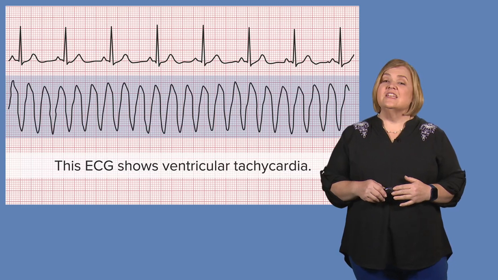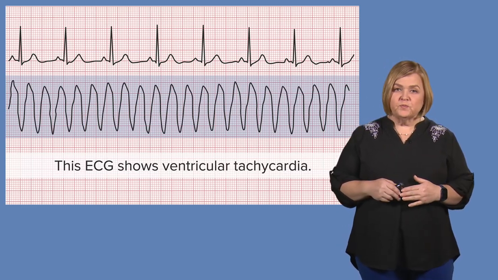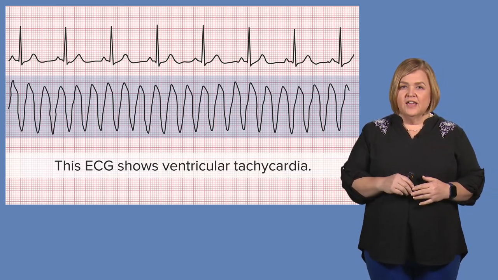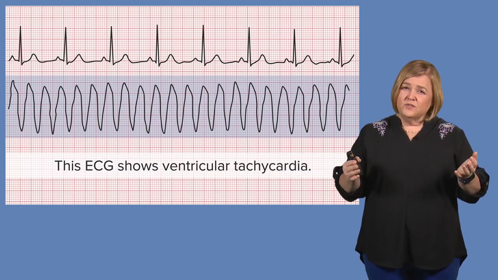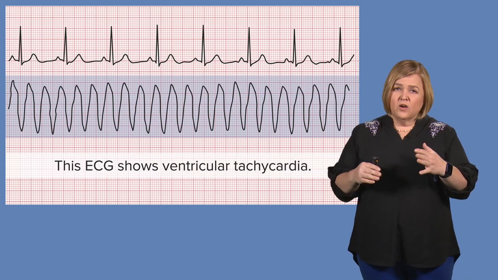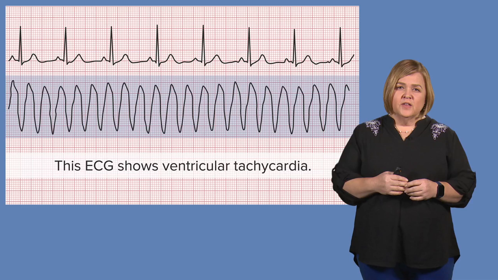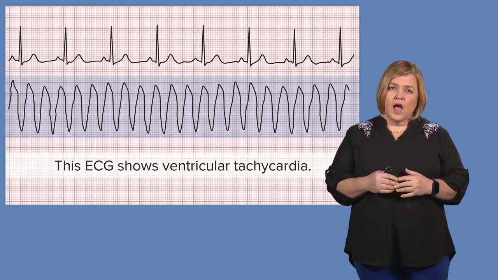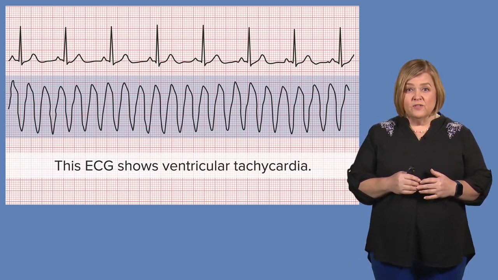It looks significantly different than normal sinus rhythm. So before we go forward, I want you to stop and think about it. Well, normal sinus rhythm has P waves. Do you see P waves in this strip? Normal sinus rhythm has a PR interval. Nope, don't see one there. What about a QRS that's less than 0.12? Uh-huh, that ain't happening.